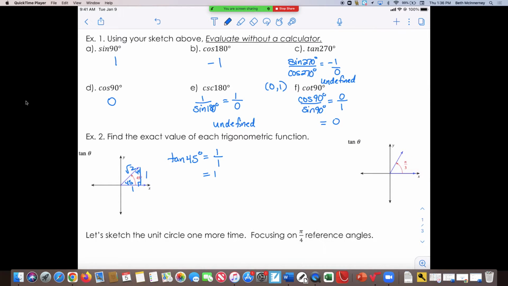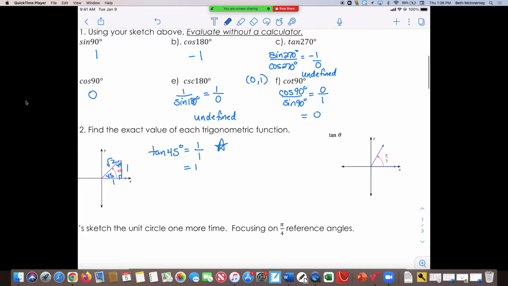And in a moment, we're going to talk about all the 45-degree angles on the unit circle. What I want to point out is that for tangent, they're all going to be 1 or -1, depending on what quadrant I'm in. The tangent of pi over 3, which is 60 degrees, forms a 30-60 triangle. So the tangent of pi over 3 is radical 3 over 1, or radical 3.